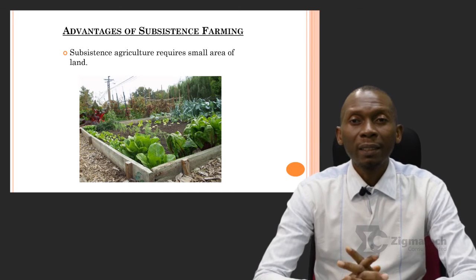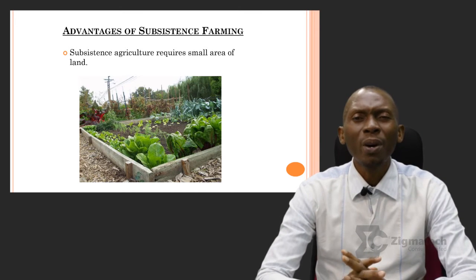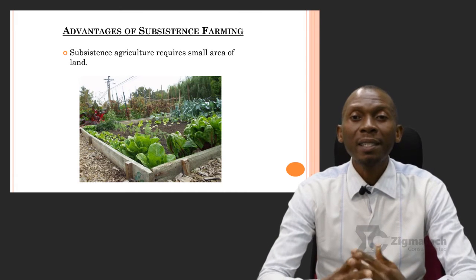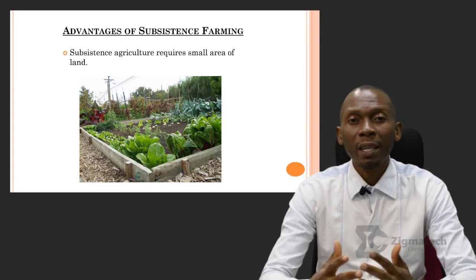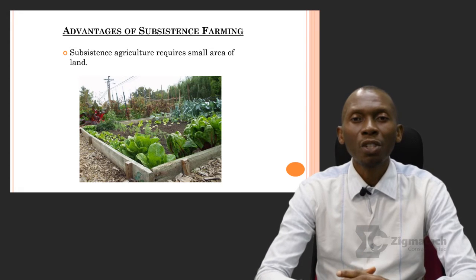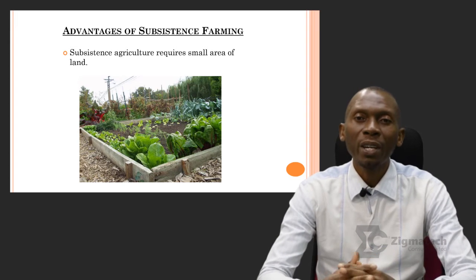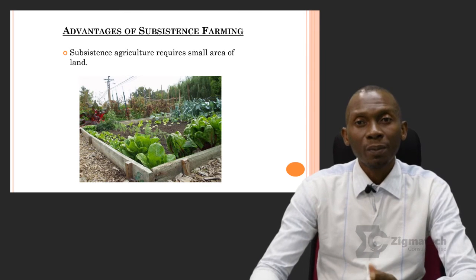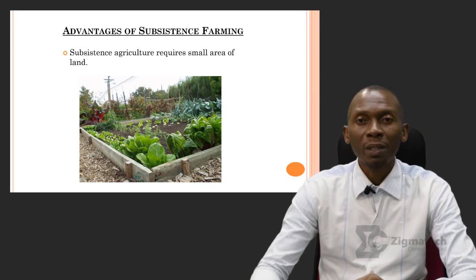One of the advantages is that subsistence agriculture requires a small area of land. So you can see it's easy for a farmer to get involved in subsistence agriculture because it requires a small area of land. And we know that land is expensive, so that's an advantage for subsistence farming.